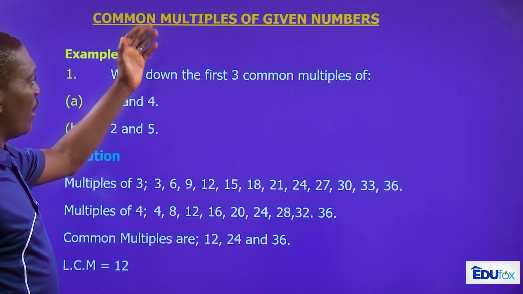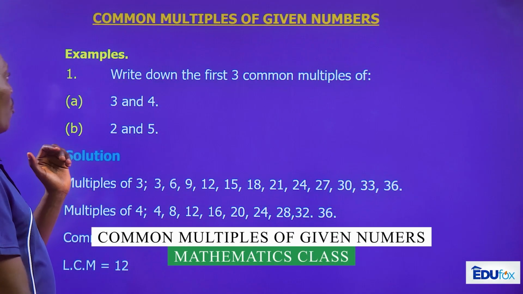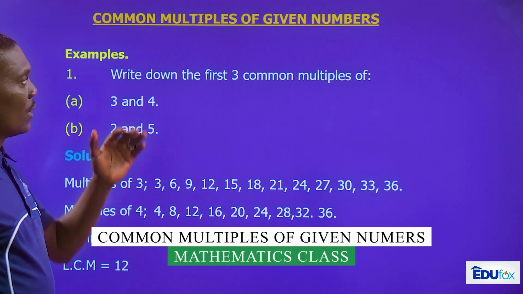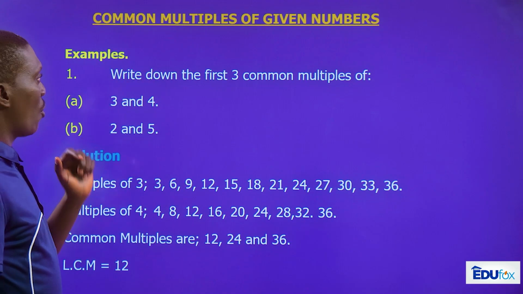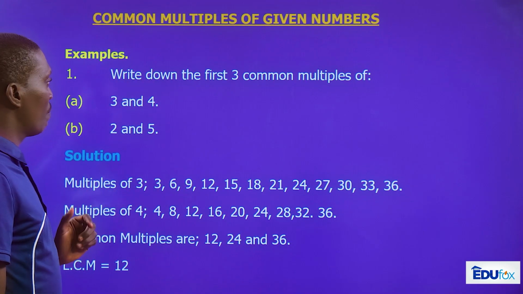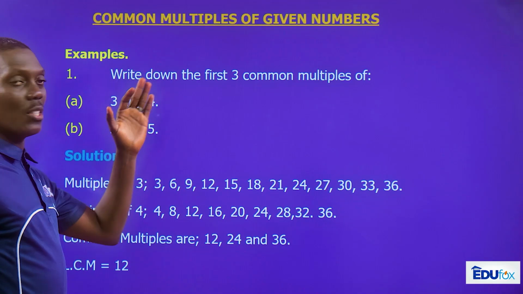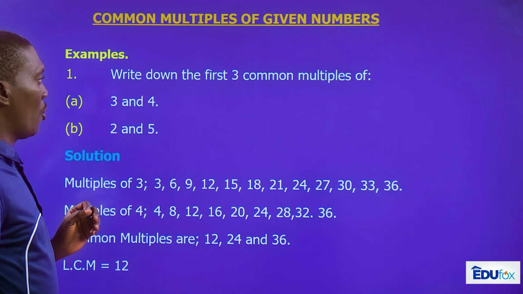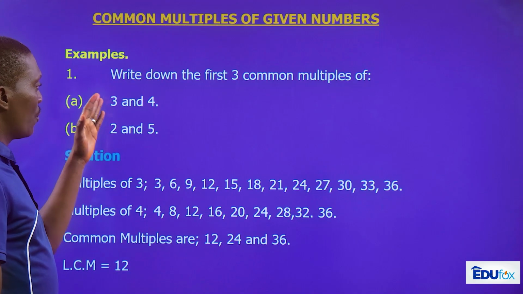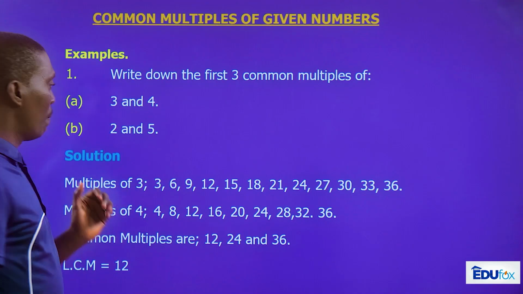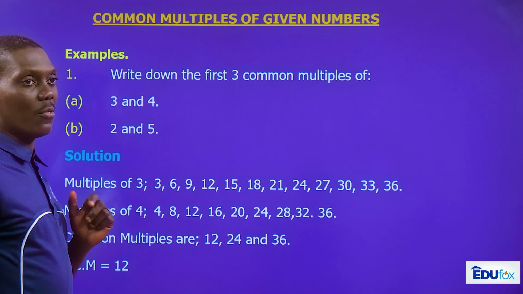Our next topic here is the common multiples of given numbers. The first example says, write down the first three common multiples of 3 and 4.